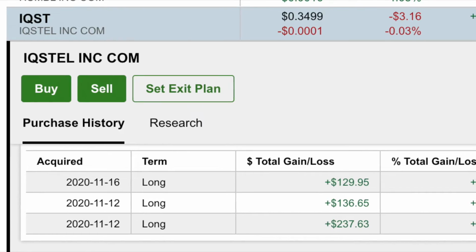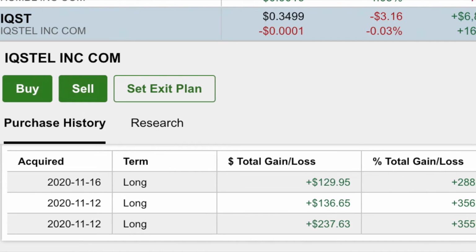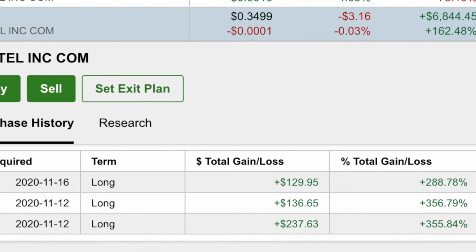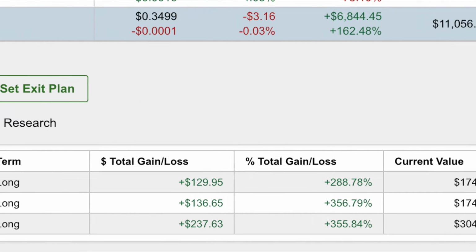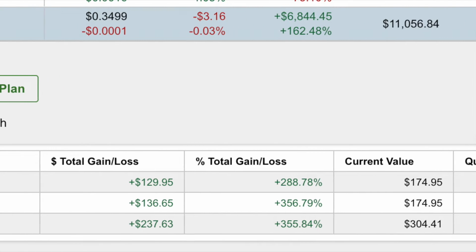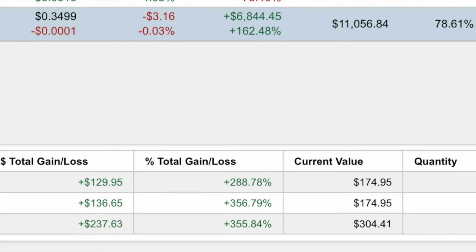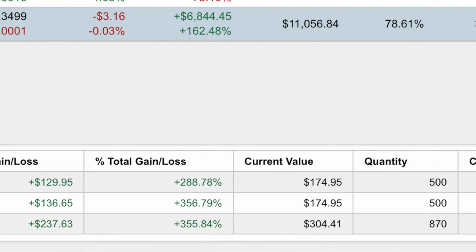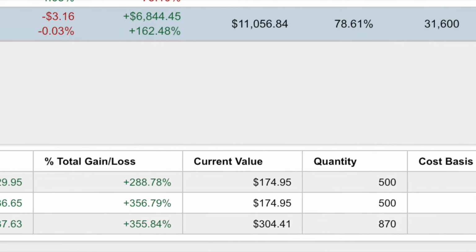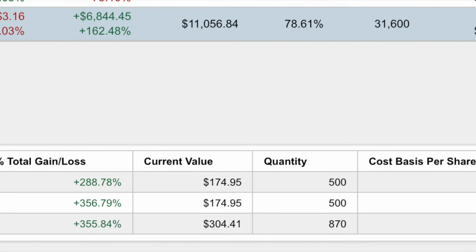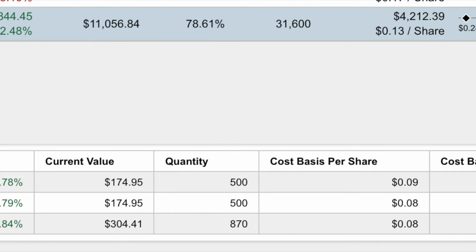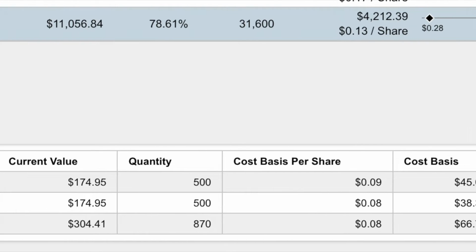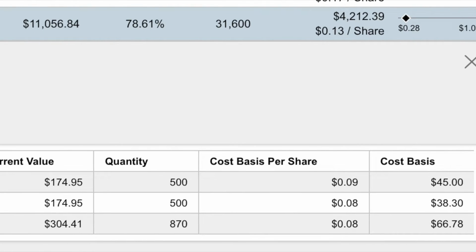Now I'm speaking about IQST. Do your research. I believe in this company. As you can tell, you see when I bought it, it's long term. I held it. It shows the total gain or loss. It's a gain. And the percentage gain or loss. Current value. I gained a profit. And I'm going to sell these off. These I bought for 8 cents and one for 9 cents.